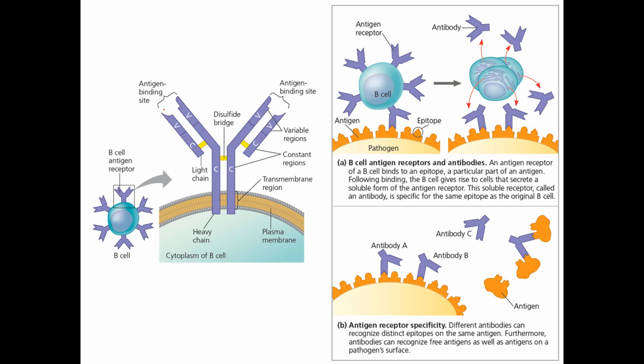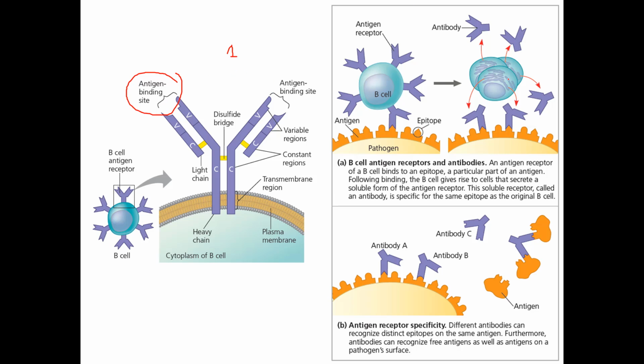So each chain has a variable region as well as a constant region, both the heavy chain and the light chain. The variable region from both the heavy chain and the light chain together form the antigen binding site. So there are two antigen binding sites in one immunoglobulin. It will have two antigen binding sites.